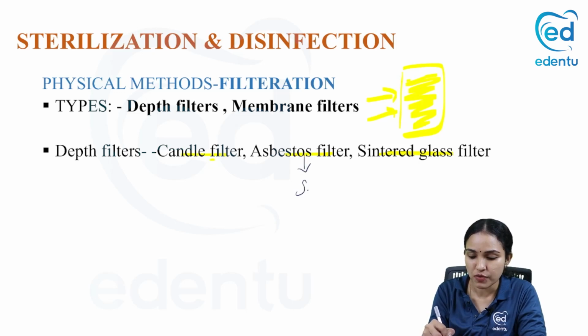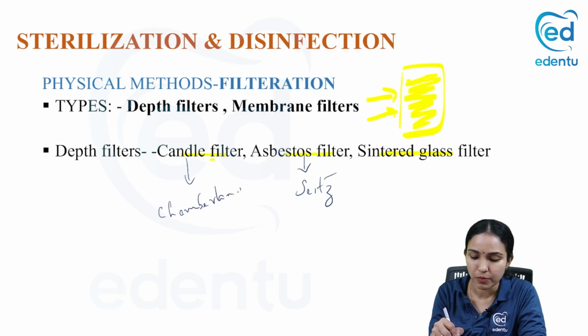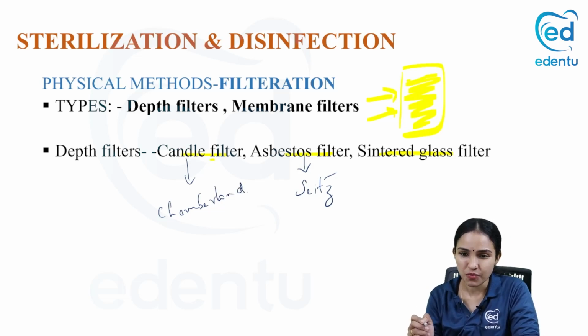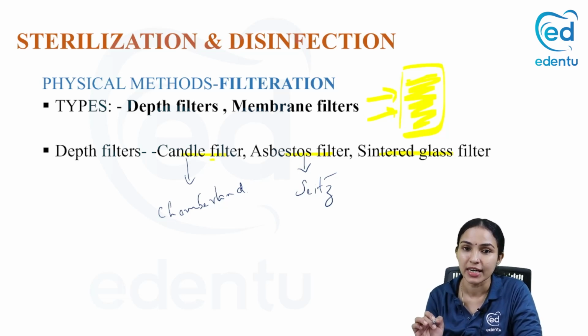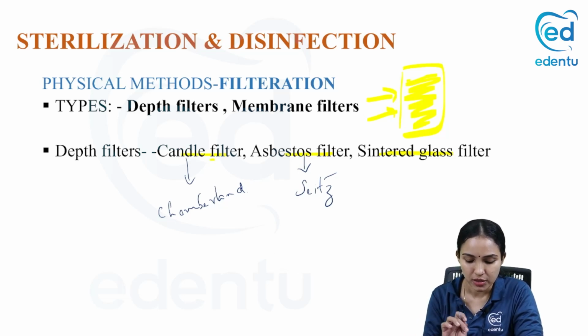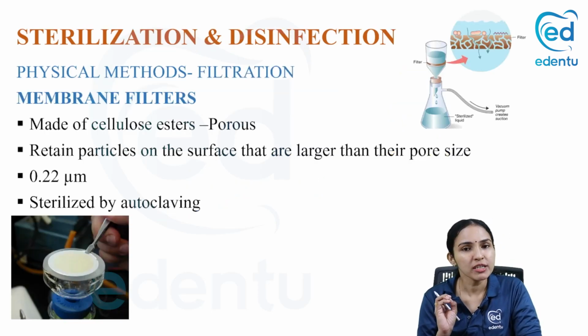For the asbestos filter, there is one name called Seitz filter. It's not being used now. And for candle filters, you have different kinds, and one commonly used one is called the Chamberland filter. You can remember these names for the purpose of exam: candle filter, asbestos filter, and glass filters. But these are not used now. What we prefer now is membrane filters. So what are membrane filters?